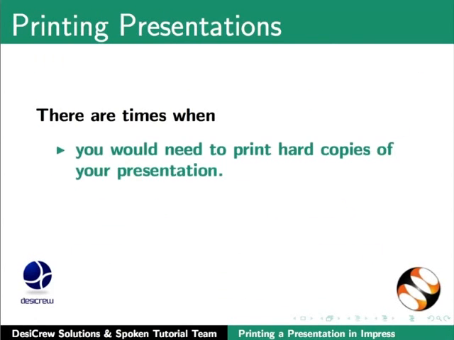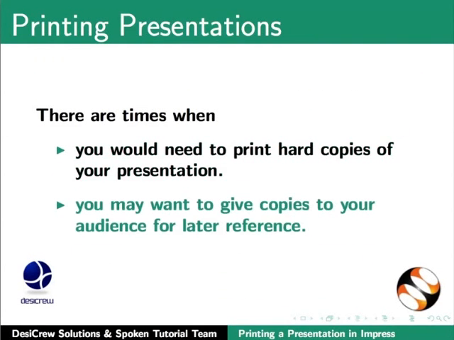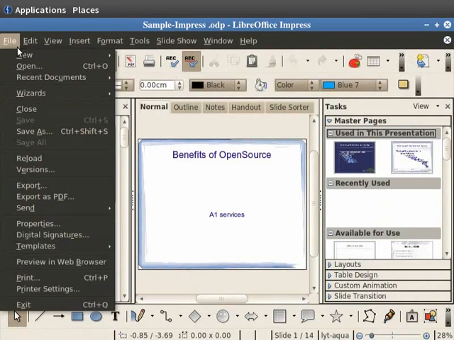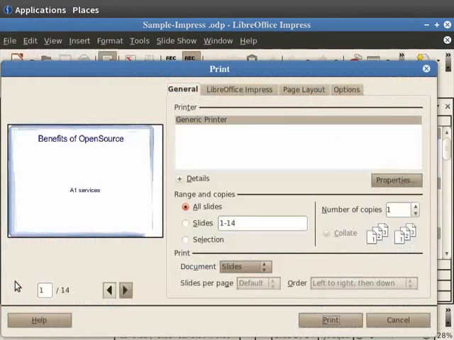There are times when you would need to print hard copies of your presentation. For example, you may want to give copies of your presentation to your audience for later reference. So first, let us open our presentation Sample Impress. To take prints of your slides, click on File and Print. Alternately, we can press Ctrl and P keys together.